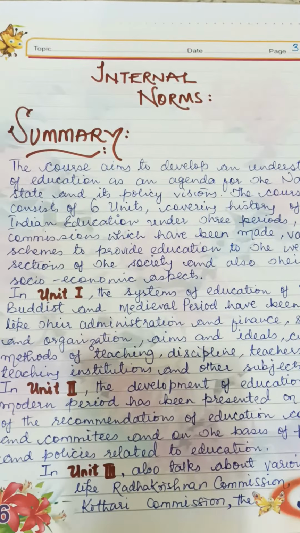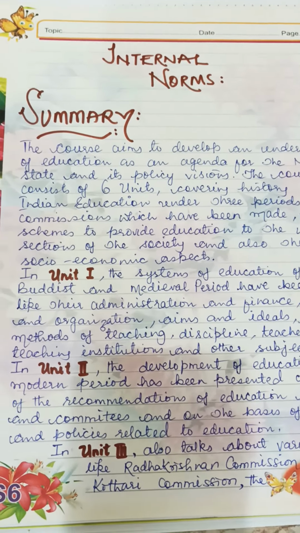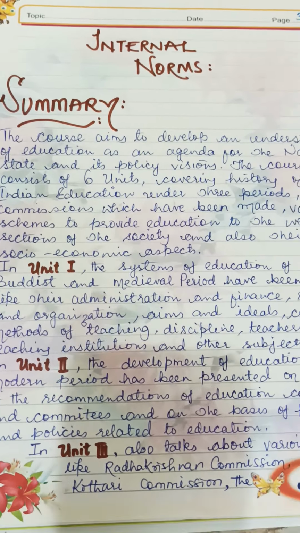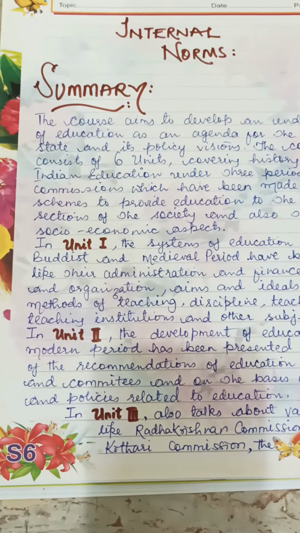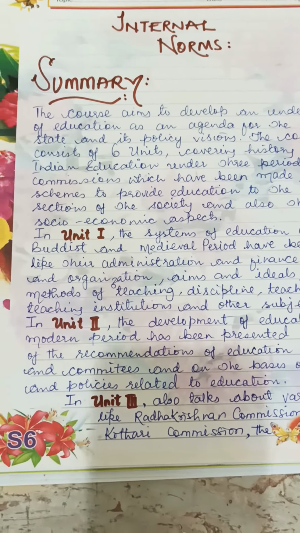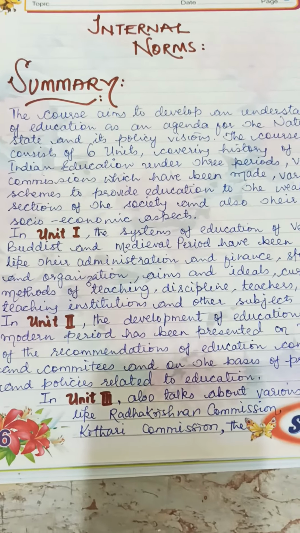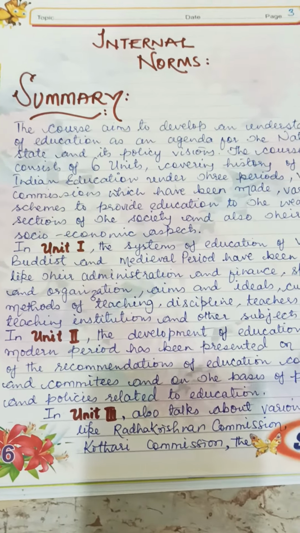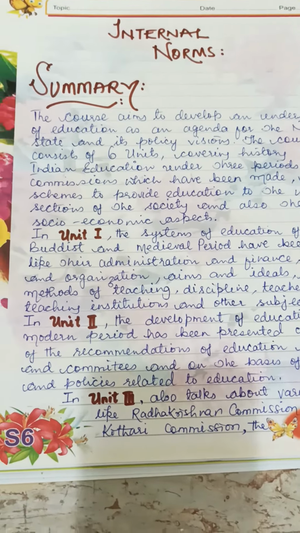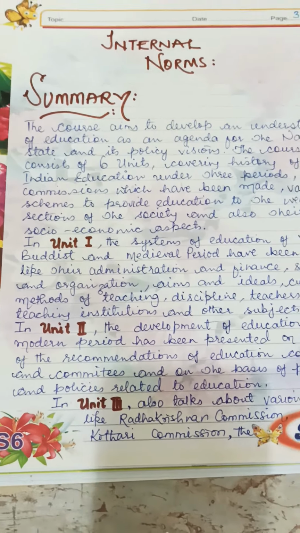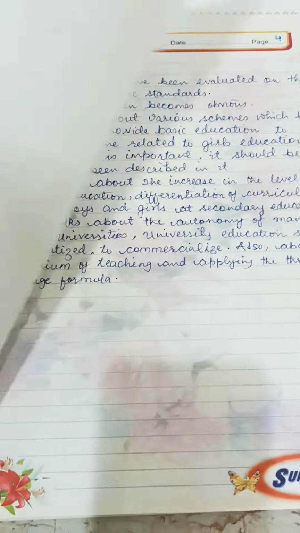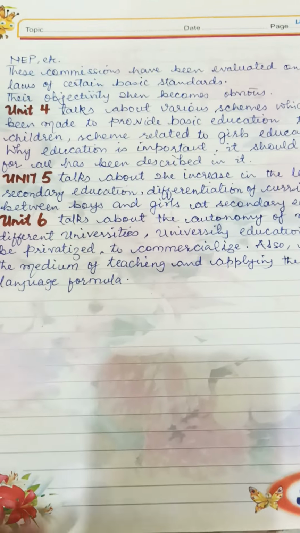After that, we begin with the internal norms. Now the internal norms contain the details of the units. Brief detail, not very bulky, but brief details of the unit. Then the preface about the authors, then reviews, suggestions. All these things are termed as the internal norms of a book. So in this I have the summary here of the 6 units that are consisting in the book.